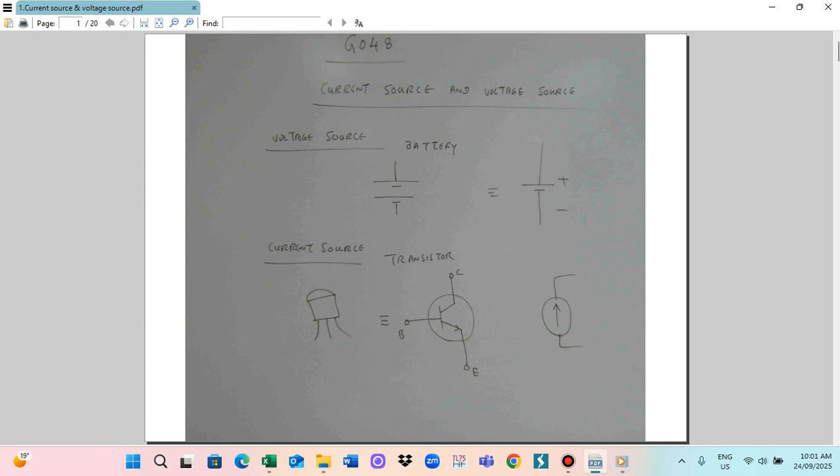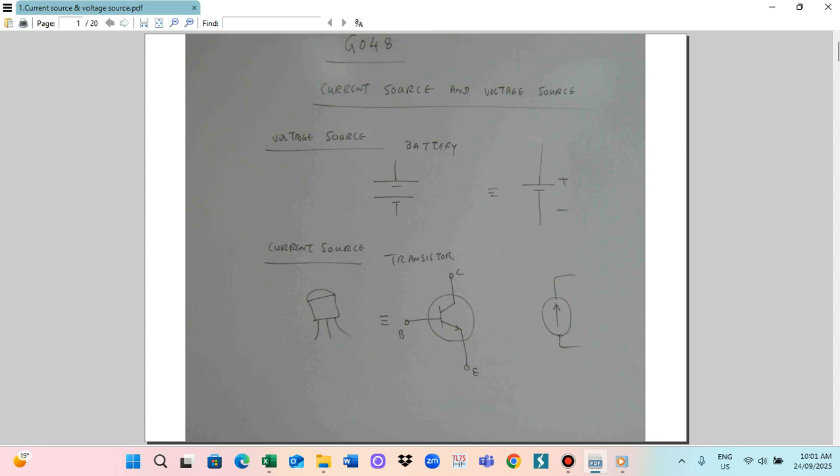So this is the voltage source equivalent circuit. This is for the plus or minus. And the current source equivalent circuit you can draw like this. So this is the voltage source and the current source equivalent circuit.